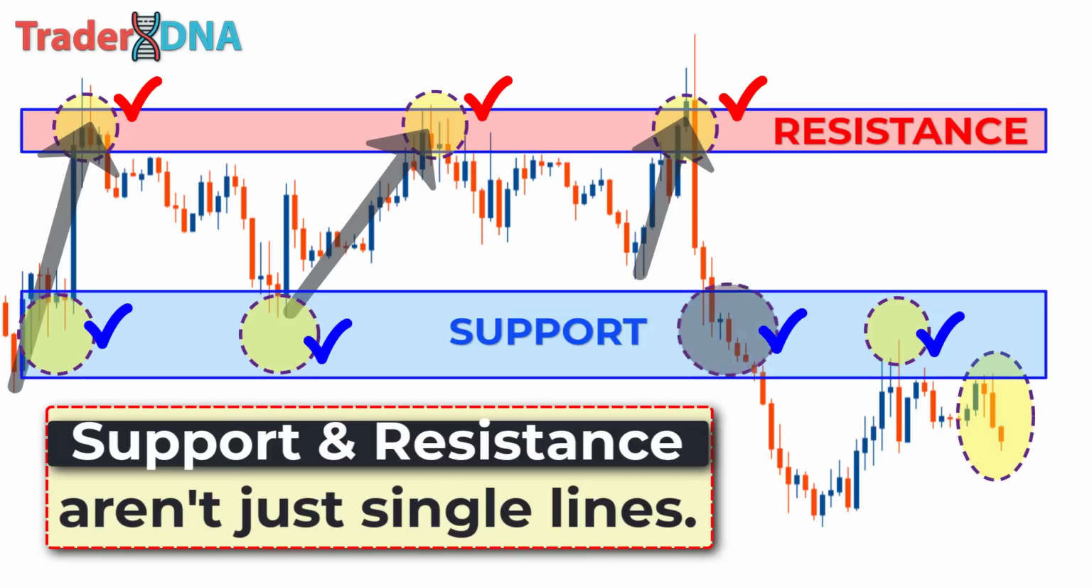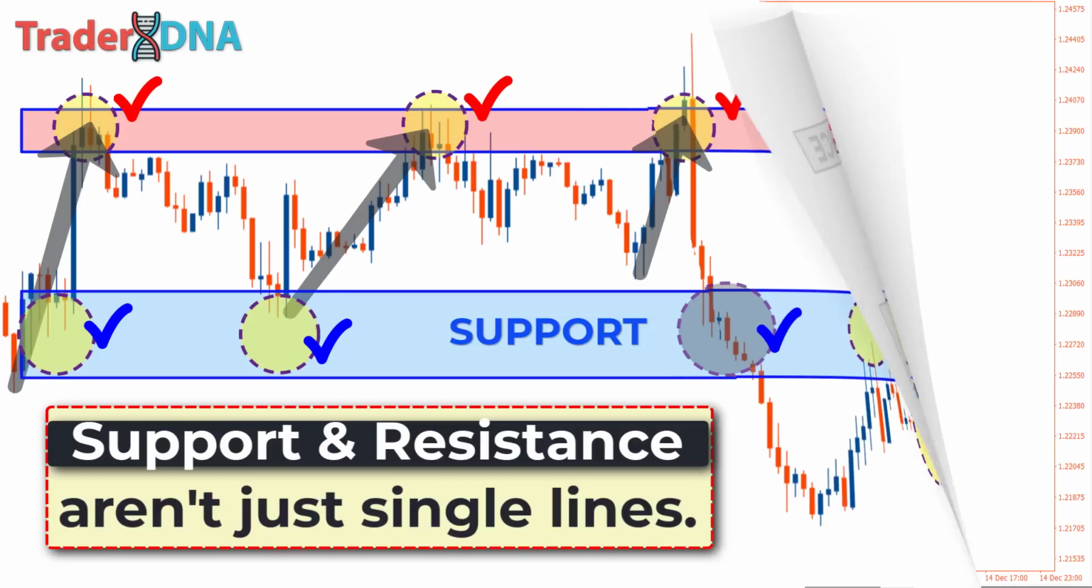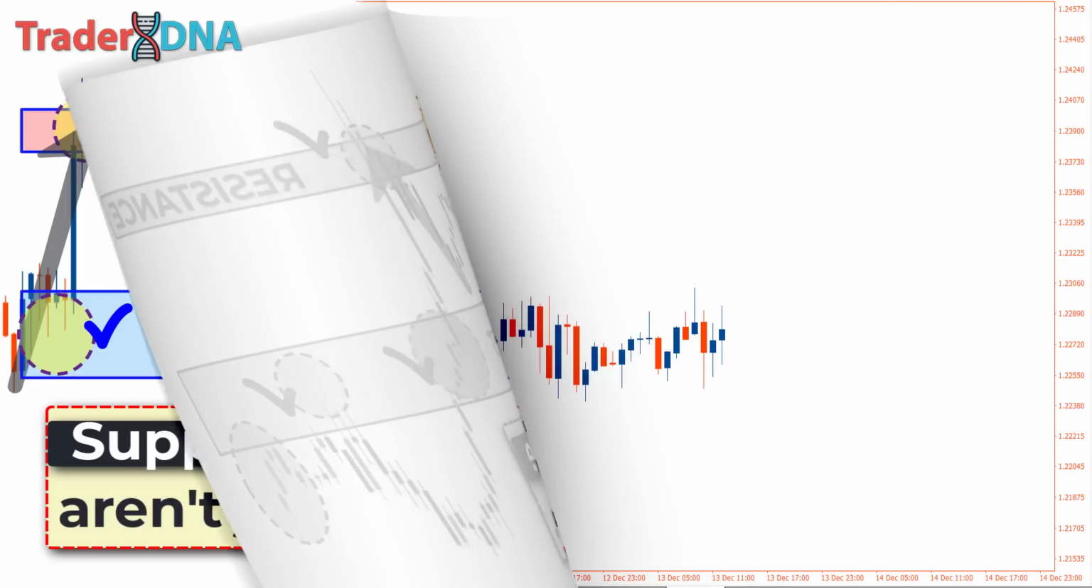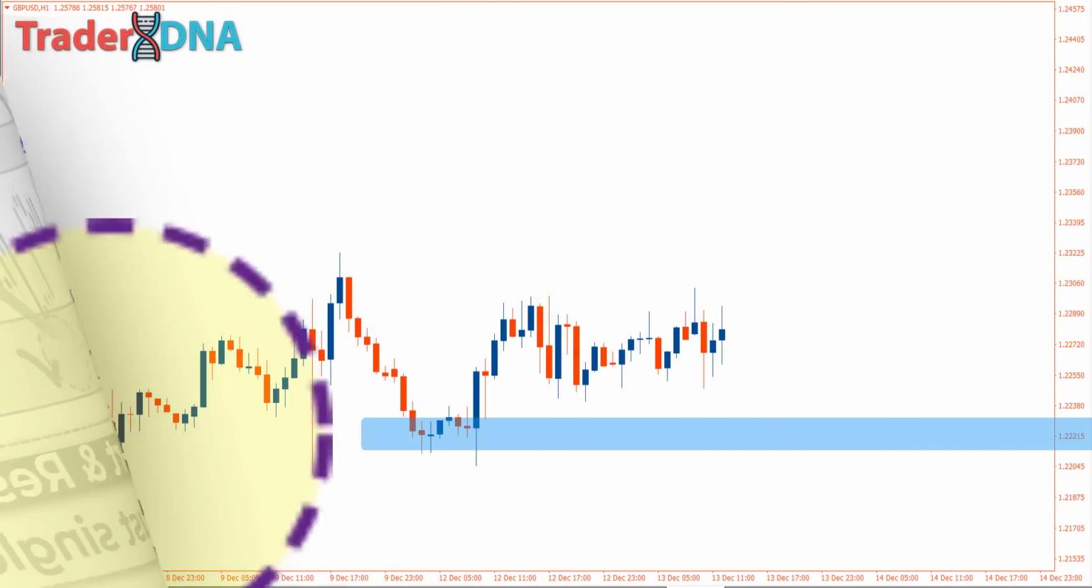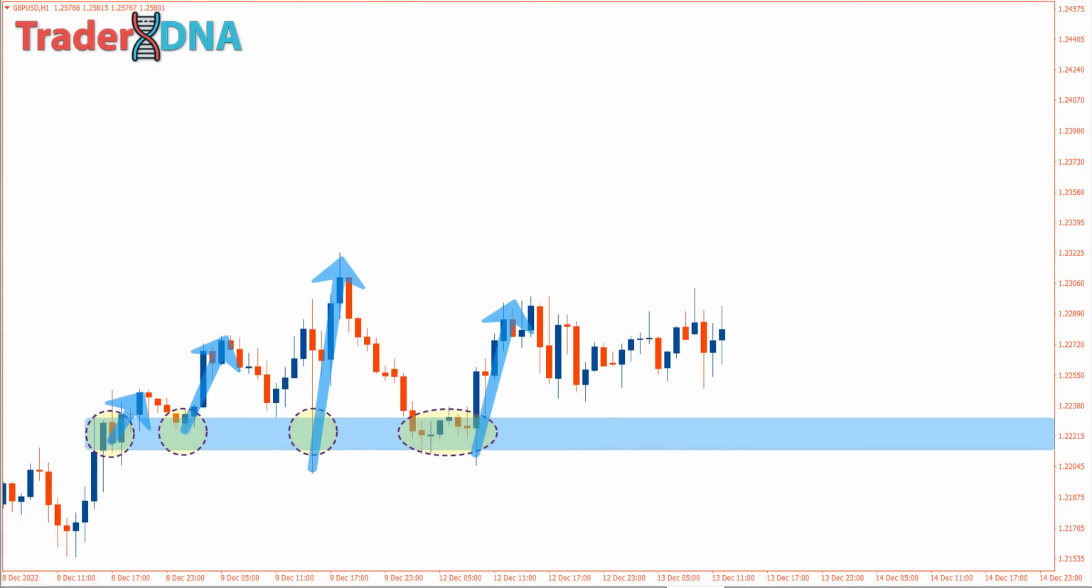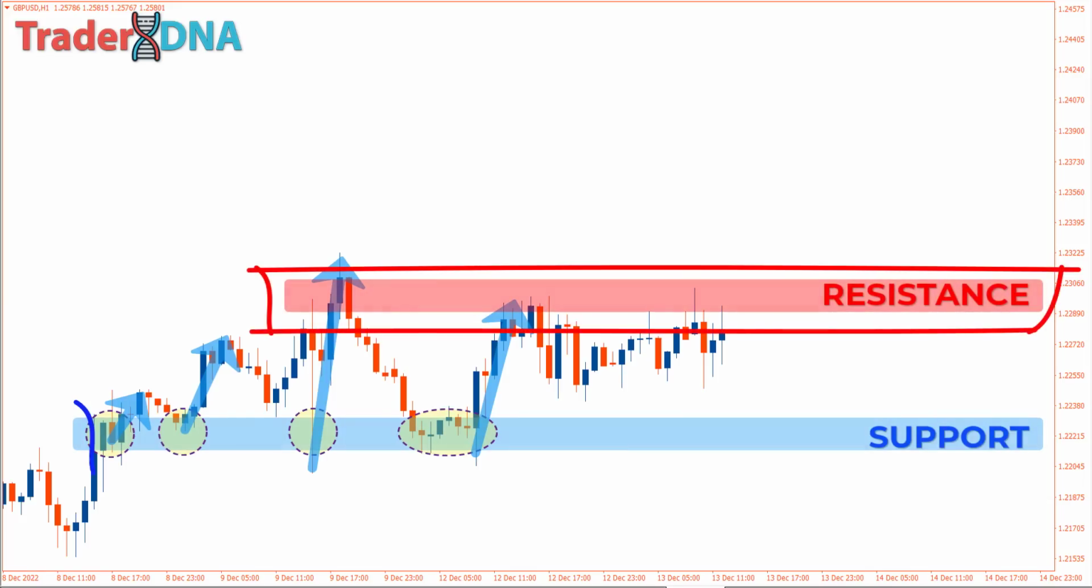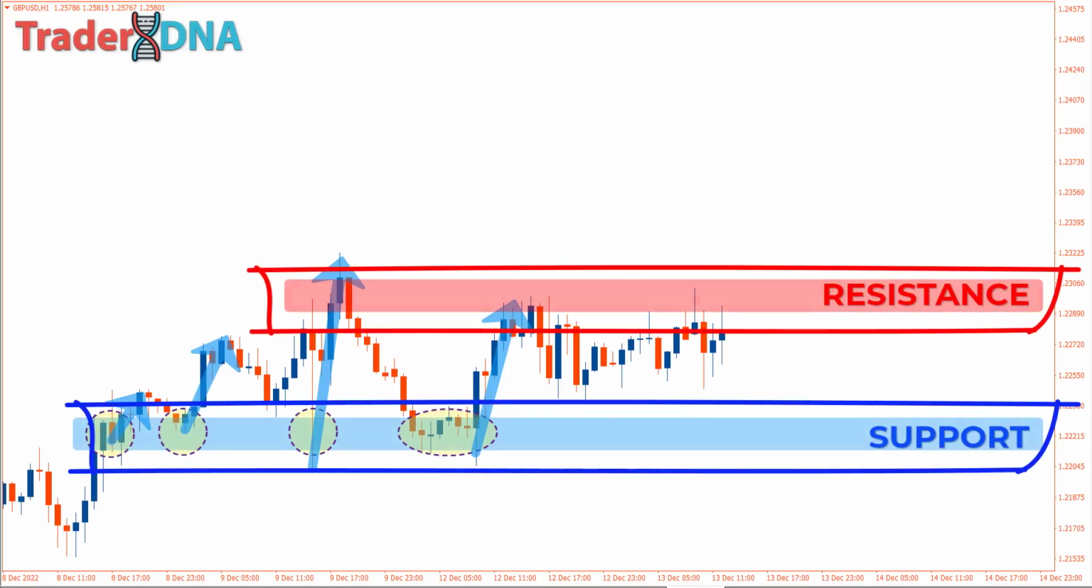Here's another example. You can see multiple rejections here because whenever the price returns to this area, it consistently reverses and heads back up. This demonstrates a clear support area. So, it's evident that this is a resistance area, and this is a support area because they fully satisfy the rules we discussed.